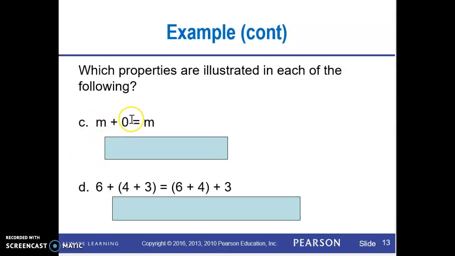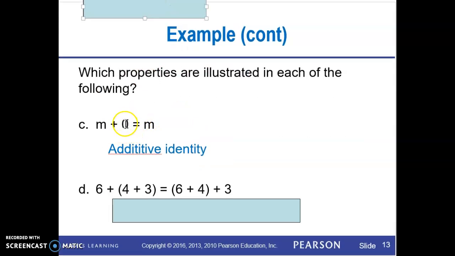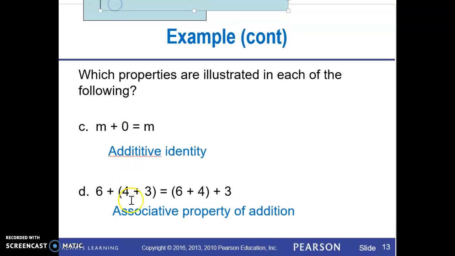All right, m plus 0 equals m. That's the additive identity. So 0 doesn't change the identity of the thing it adds to, so that's the additive identity. All right, how about this one? Last one. See what you guys think. That one is the associative property again. I have reassociated. Here I have 4 plus 3, and here I have 6 plus 4. But the order 6, 4, 3, 6, 4, 3 has not changed.